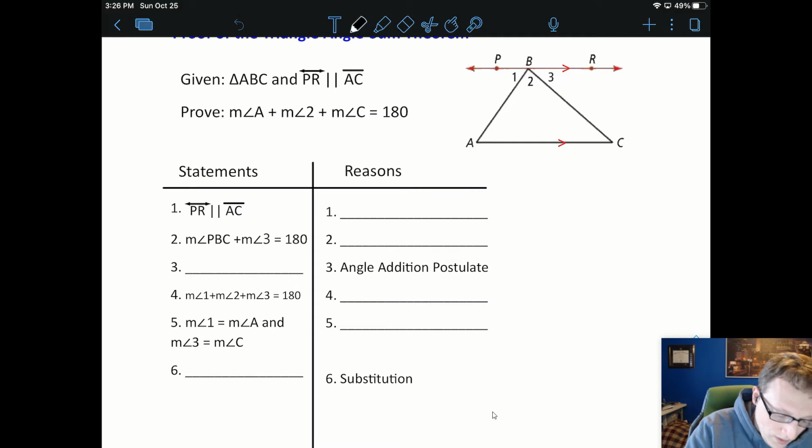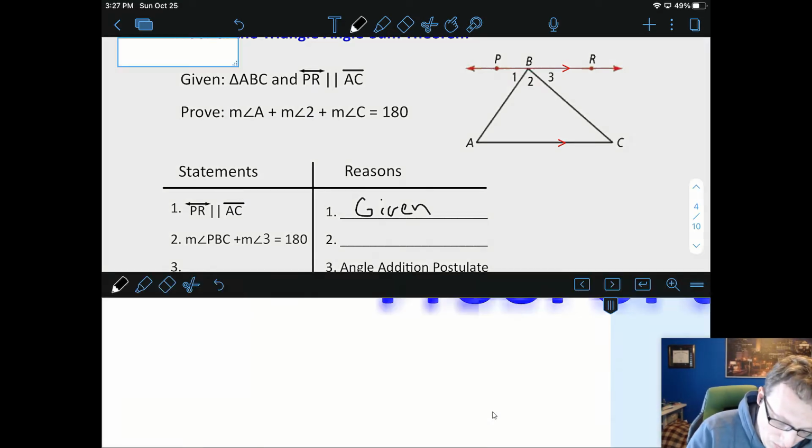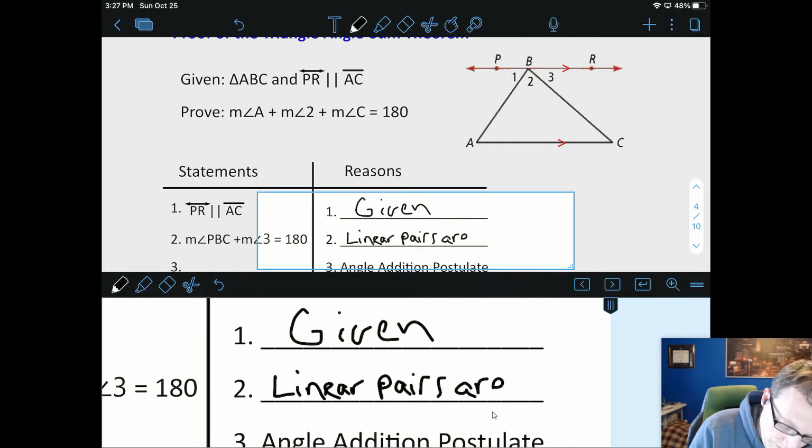So here we have our given. Line PR is parallel to segment AC. That's given to us. And here we have the measure of angle PBC plus angle 3 is equal to 180. What type of angles are PBC and angle 3? Hopefully you're able to answer with a linear pair. And the reason why they're equal to 180 is because linear pairs are supplementary.